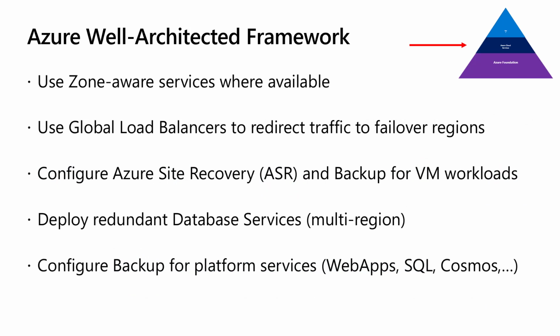Now, based on that, architectural building blocks coming out of the Well-Architected Framework could be summarized in, for example, using zone-aware services where available for virtual machines and, for example, Azure web apps. Use global load balancers to redirect traffic to failover regions. Load balancing, high availability, active, passive, across different regions, and on top you need a global load balancing service. Think of Azure Traffic Manager, think of Azure Front Door, just 2 examples.